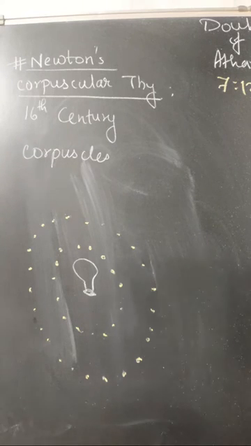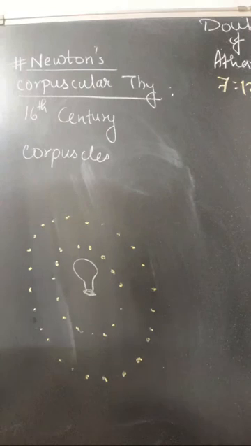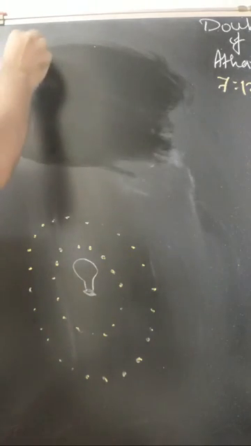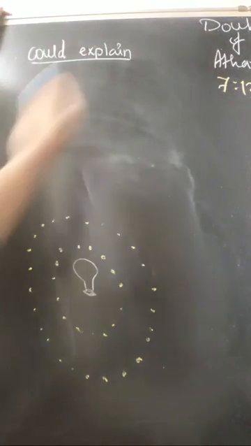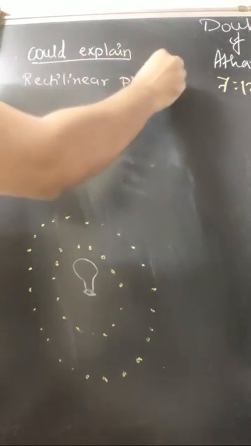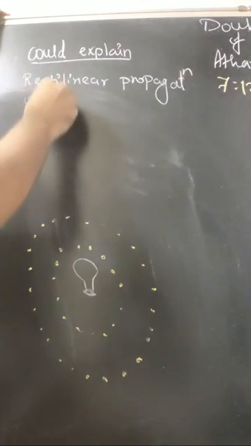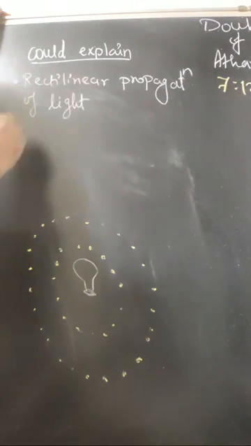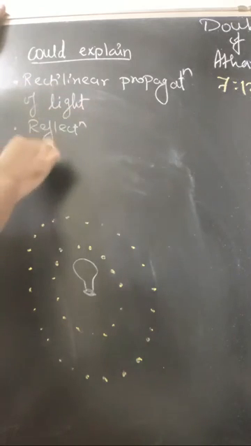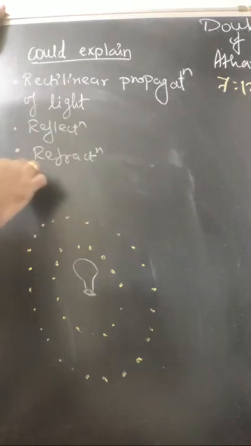Okay. Now, students, what were the advantages of this theory? I hope you all are copying this. This theory could explain rectilinear propagation of light. It could also explain reflection, refraction, and colors of light.